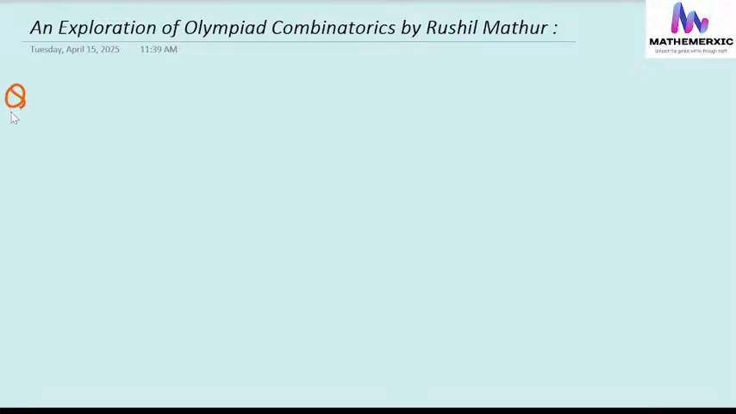What is the question? We should be knowing the question first. This color is not proper, so I'll use this one. So this is the question I'm going to use.